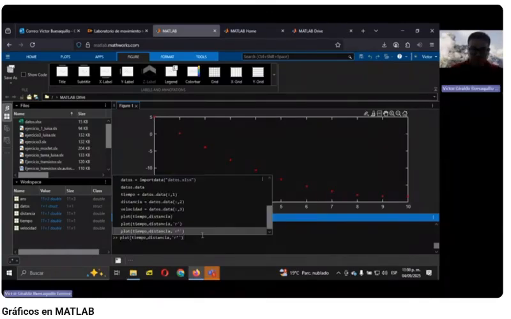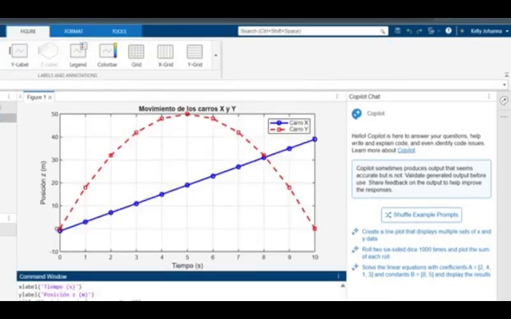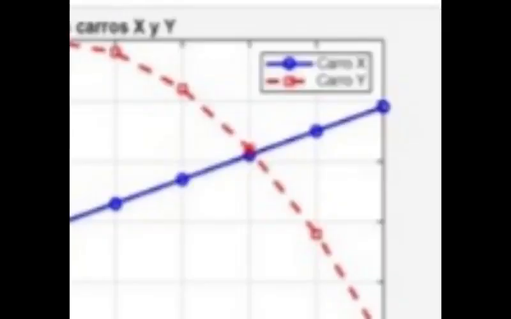Today I will present the results of exercise 4 from the physics course, which analyzes the motion of two cars moving along the z-axis. In this exercise, we studied the motion of car X and car Y using position and time data. The main objective was to determine the type of motion of each car, obtain their equations of motion, and find the point where both cars meet.